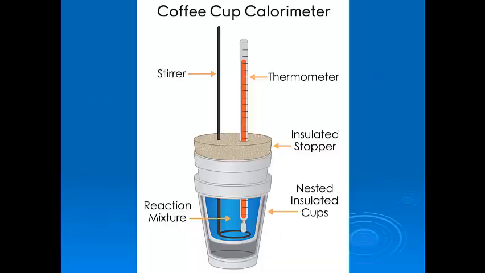So here's a picture of what a coffee cup calorimeter might look like. We've got a couple of nested coffee cups. You just double the insulation there by putting two of them together. We have a thermometer. We have an insulated stopper, but you can use any old cap. Plain old coffee cup cap that you might get at a coffee shop will do. The thermometer goes through there into the solution because we need to measure the temperature. And then something with which to stir. Honestly, when I build these things, I just use the thermometer to stir it.